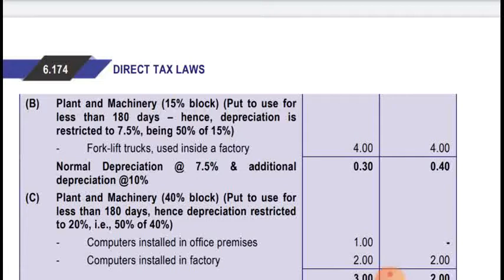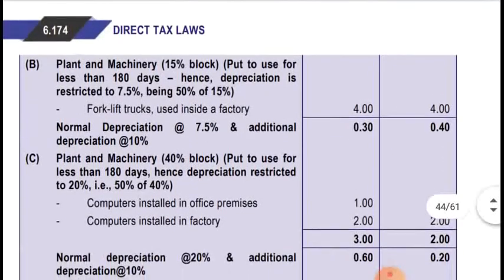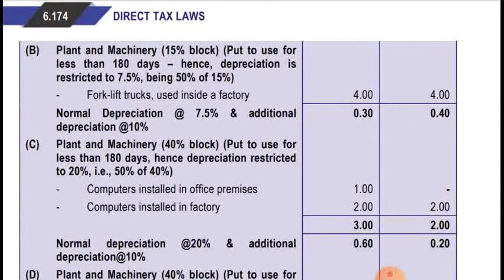Now plant and machinery 40% block put to use for less than 180 days, hence depreciation restricted to 20%, that is 50% of 40%. A computer installed in office premises: only normal depreciation will be allowed, as no additional depreciation is allowed on plant and machinery installed in office premises. So it is written only in the normal depreciation column, 1 and nil. A computer installed in factory: additional depreciation will be allowed. So 2 lakhs and 2 lakhs is written in both columns. Total it comes to 3 and 2.